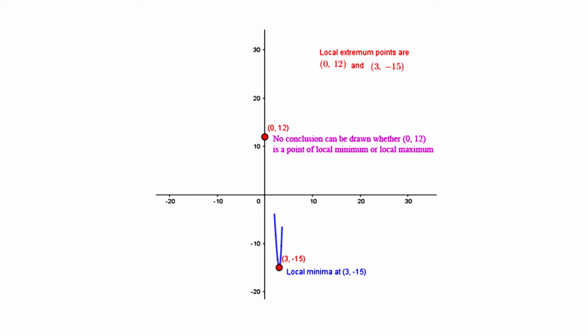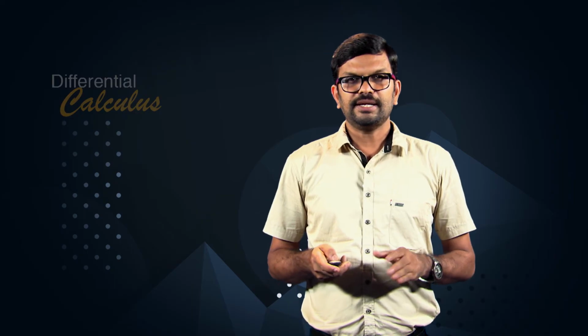However, at x is equal to 0, y double dash is equal to 0, and hence we cannot draw the conclusion whether x is equal to 0 is a local maxima or minima. Let us now analyze the rise and fall of the curve in the interval minus infinity to 0, 0 to 3 and 3 to infinity.